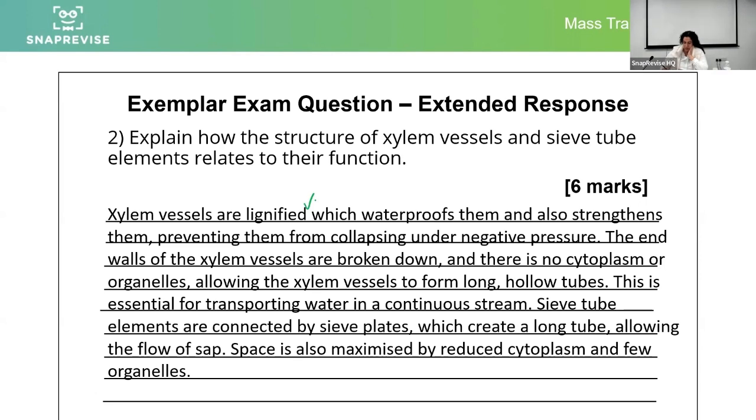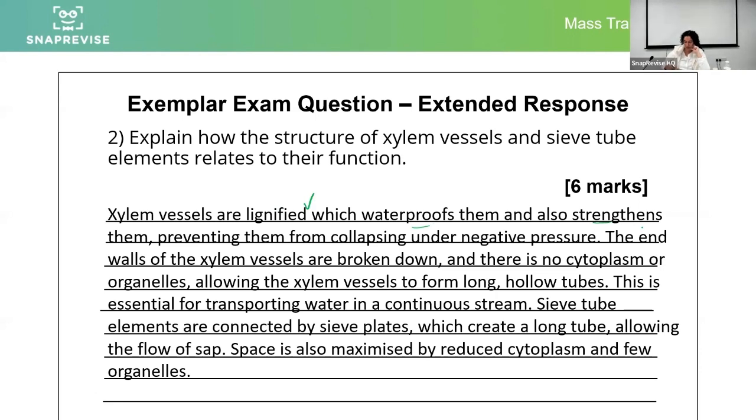Don't worry too much about what this negative pressure means. We're going to see it in a little bit more detail in a minute. It basically refers to the idea that effectively water is being sucked up in the xylem vessels, and that kind of draws the walls of the xylem vessel inwards. We're going to see it in more detail in a minute, so don't worry about it too much now. But we've linked the structure, lignification, to what it does. It waterproofs them and it strengthens them.